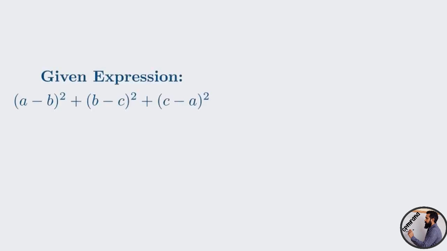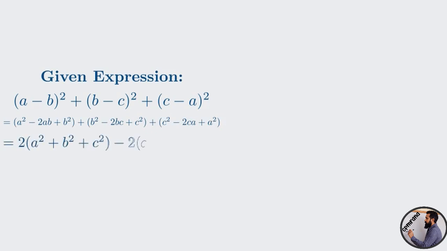Now, let's look at the expression we actually need to evaluate. We can expand each of these squared binomials using the formula (x minus y) squared equals x squared minus 2 times x times y plus y squared. Look closely at these terms. We have two a squared terms, two b squared terms, and two c squared terms. By grouping the like terms, we can factor out a 2. This leaves us with 2 times the sum of the squares, minus 2 times the sum of the pairwise products.